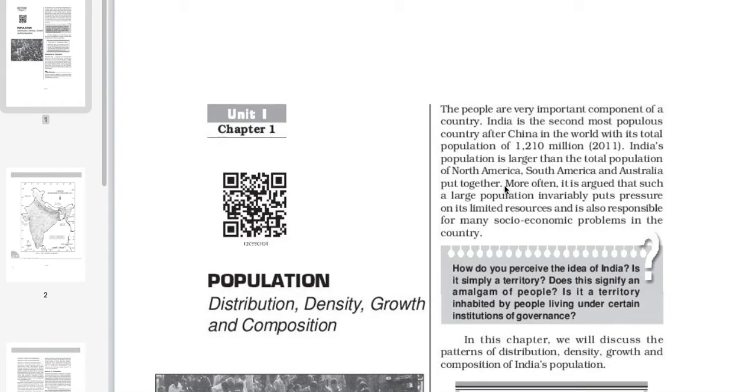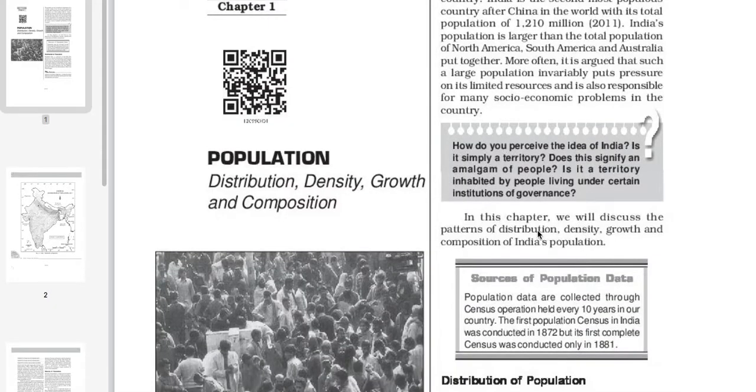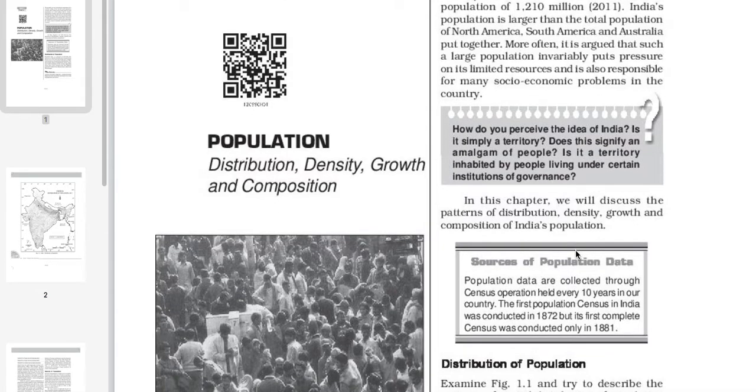India's population is more than North America, South America, and Australia combined. In India, the population is very high, but the resources are very limited. Here agricultural land is limited, industries are limited, mineral resources are limited. So that's why these limited resources are responsible for many socio-economic problems in our country. In this chapter we'll discuss the pattern of distribution, density, growth, and composition of India's population.